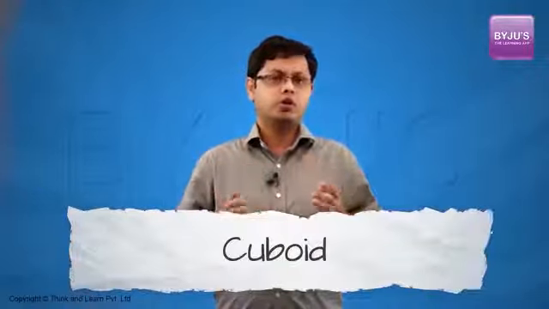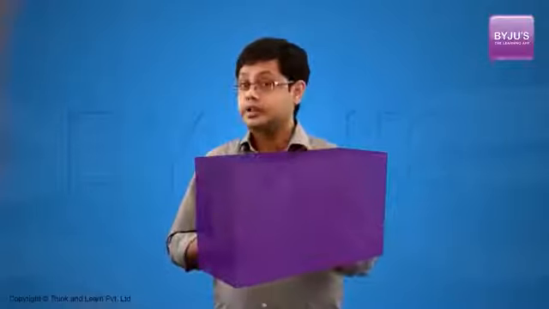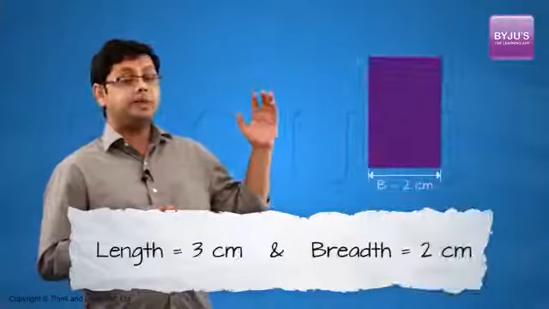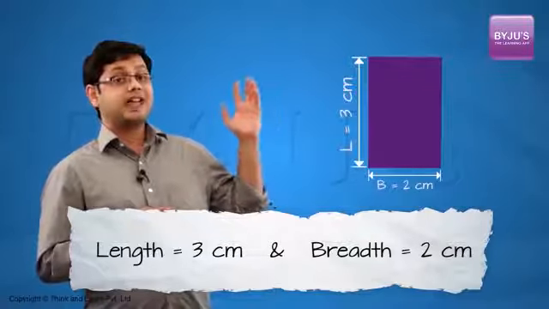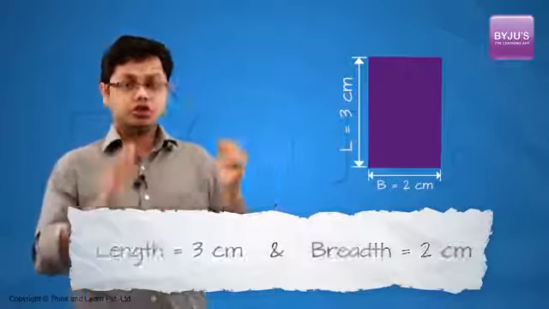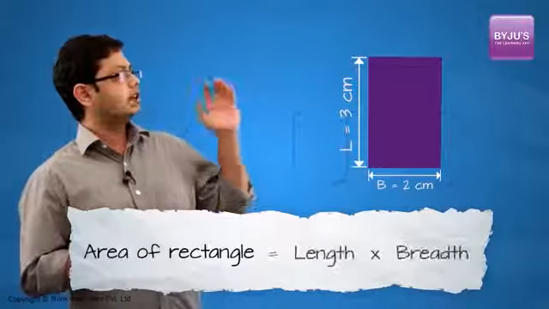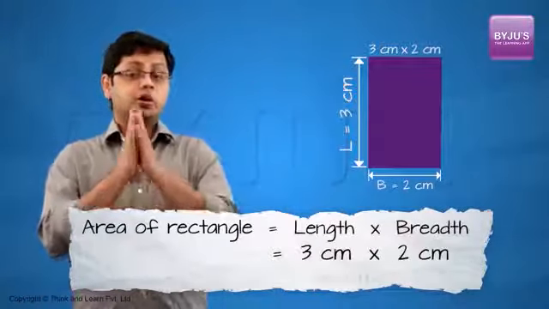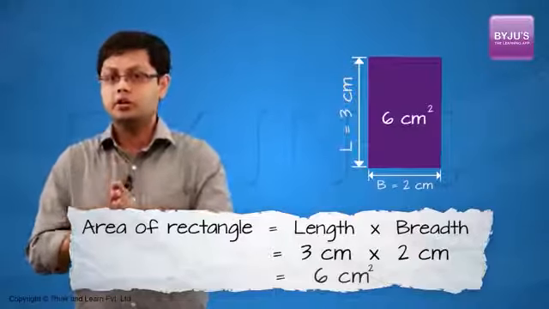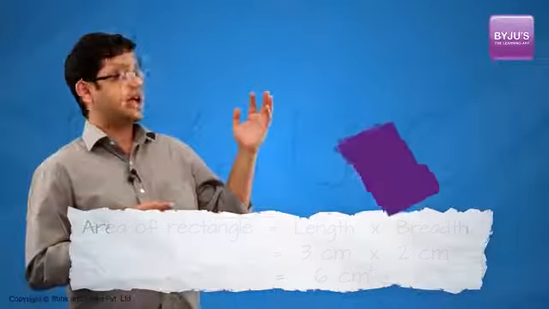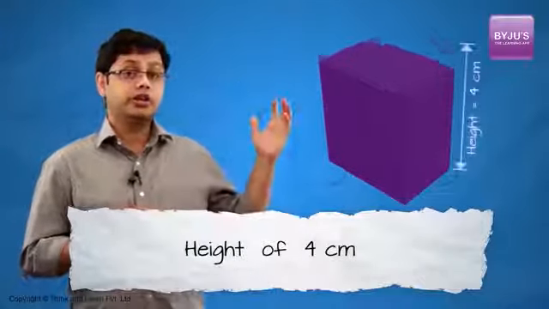Having said that, let us move on to a cuboid now. So, a cuboid is formed by extending a rectangle, right? Let us say we have a rectangle with length and breadth as 2 centimeters and 3 centimeters. So, what will be the area of this rectangle? It is going to be length times breadth, which is going to be equivalent to 6 centimeters square. Now, let's give this rectangle a height of 4 centimeters.